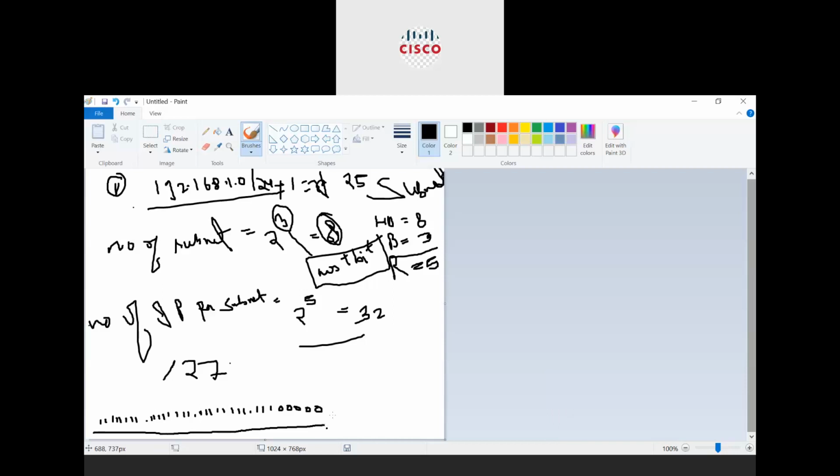Okay, so the answer will be... Can anyone give me the decimal conversion of this binary number? So I have 8, 8, 8, and then 3. Can you give me the decimal notation of this binary number?